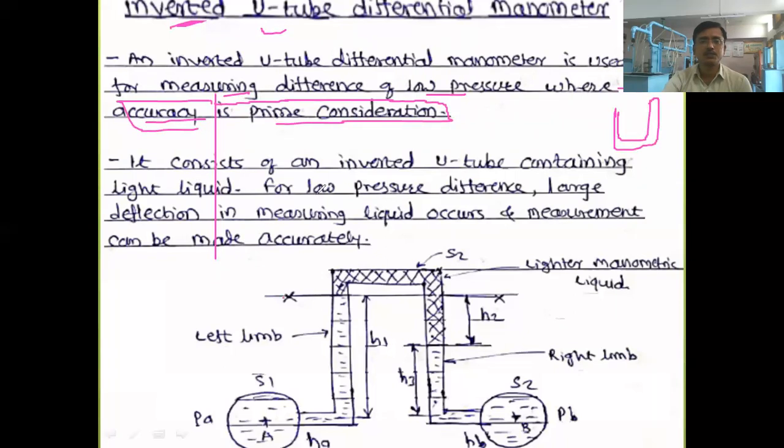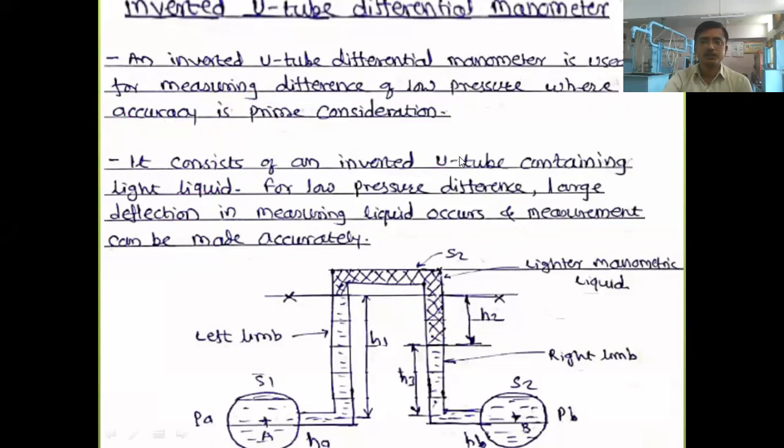So what does it consist of? It consists of an inverted U-tube containing light liquid. For low pressure difference, large deflection in the measuring liquid occurs. Even if a slight fluctuation occurs, we see more deflection here, and measurements can be made accurately. Okay, we can make more accurate measurements in that case. So this was about the inverted U-tube manometer. Okay, theory part.